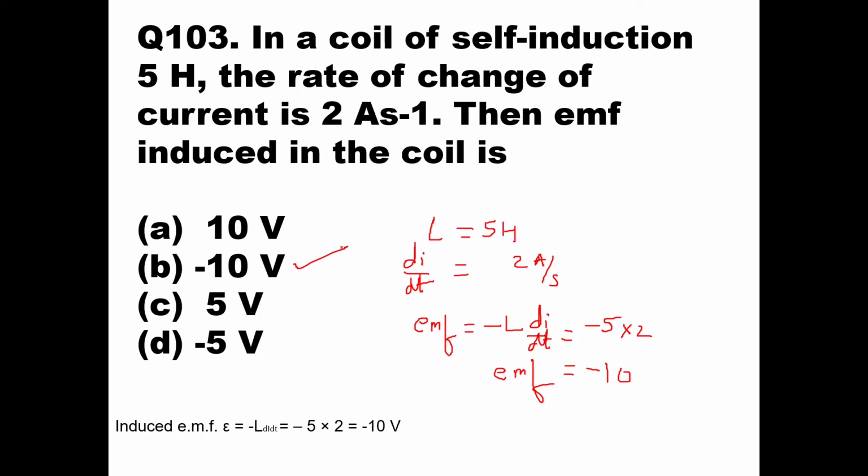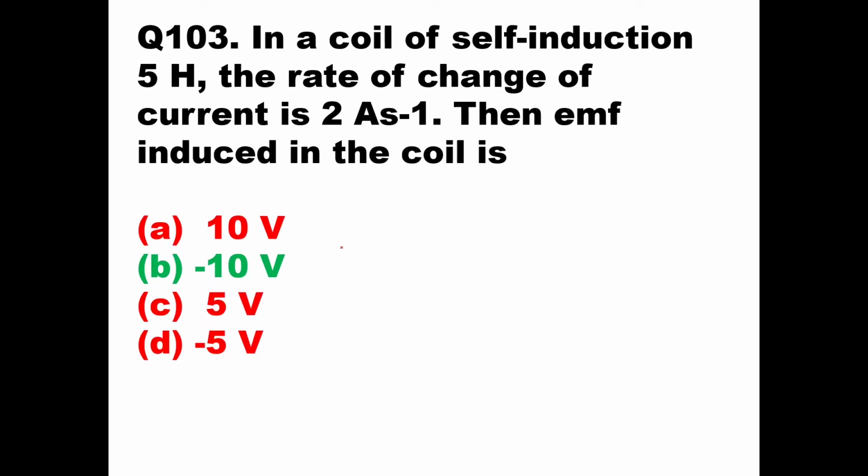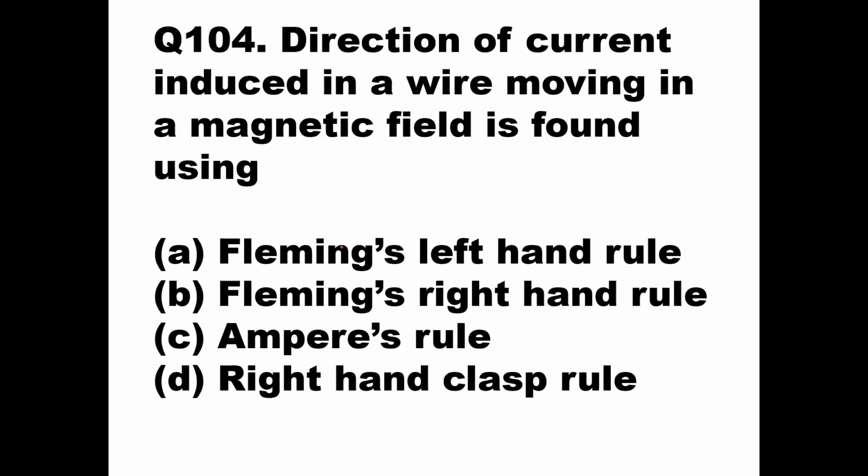The formula for the EMF induced in a coil is minus L di by dt. This formula we have to remember. Substituting the values in that formula, we get the answer as minus 10 volt, and minus 10 volt is the right answer here. Clear? Then we'll go to the next question.